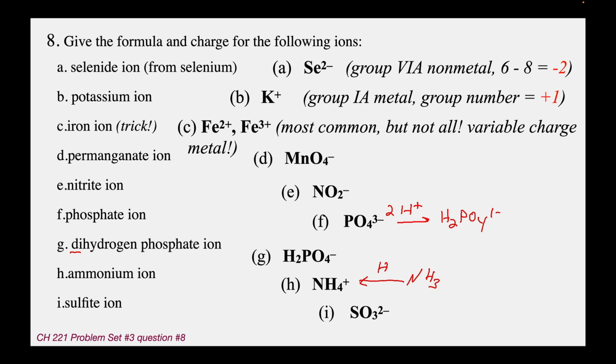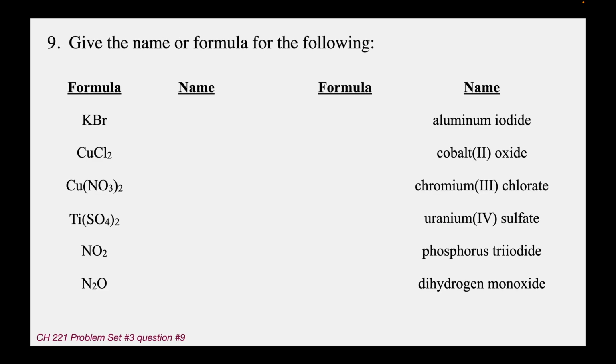So there's a big difference, punchline, between sulfite, SO3 minus 2, and sulfur trioxide, which is SO3 without a charge. In this question, we want to give the name from the formula or the formula from the name. And so in this problem, what we'll do a lot is we'll look at what kind of compound it is. Is it a variable charge metal? Is it a fixed charge metal? Or are they nonmetals plus nonmetals?